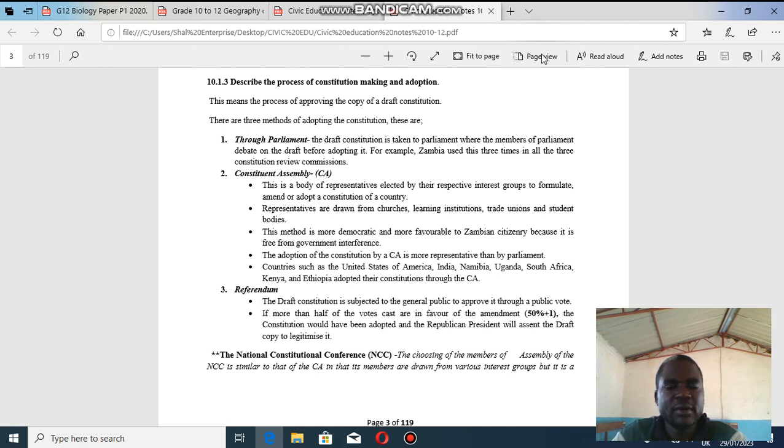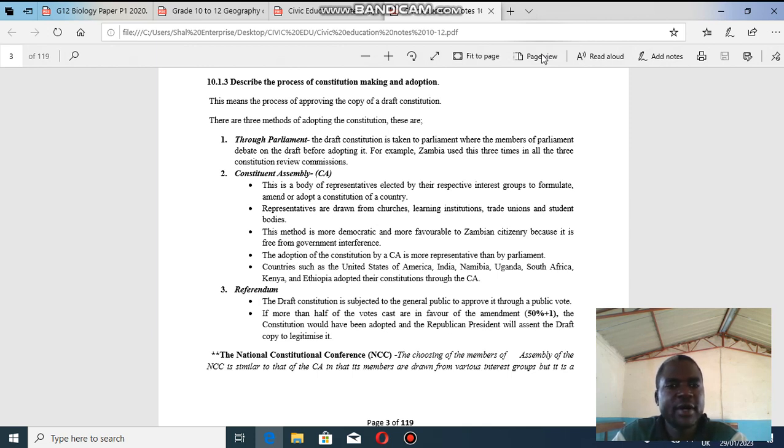So number one, adopting a constitution through parliament. The draft constitution is taken to parliament, where members of parliament debate on the draft before adopting it. For example, Zambia used this three times in all the three constitutional review commissions.